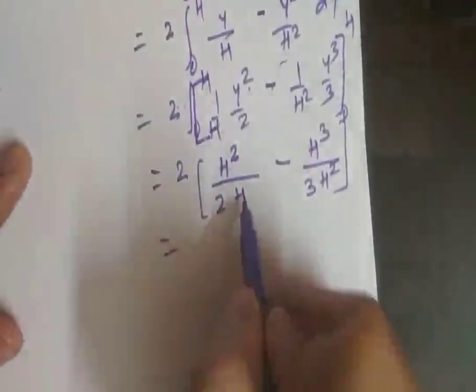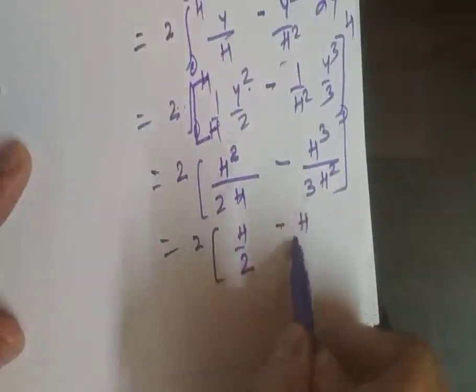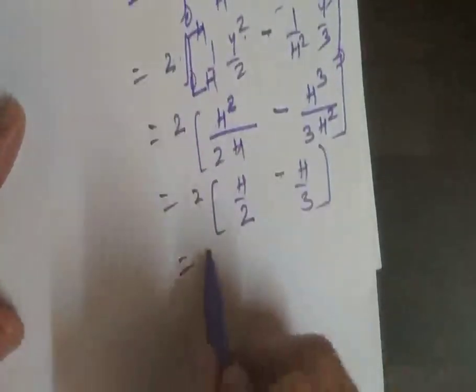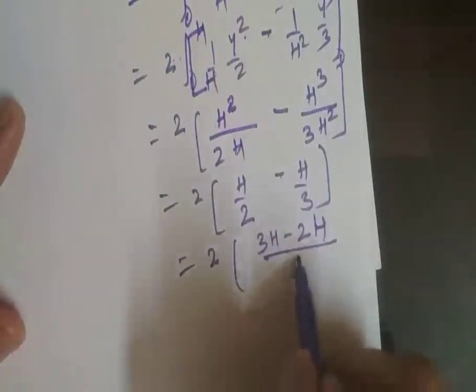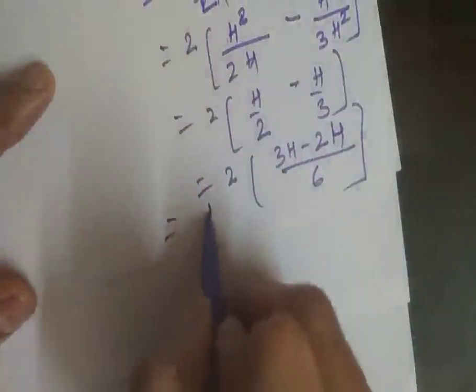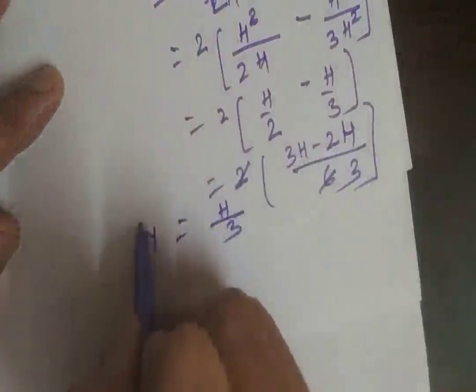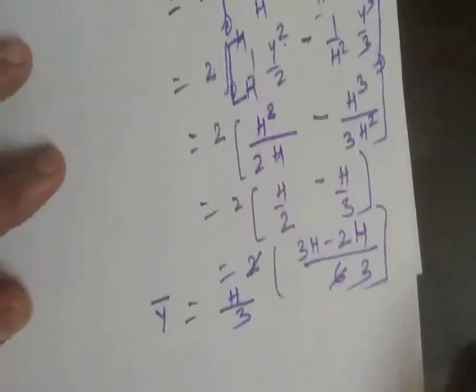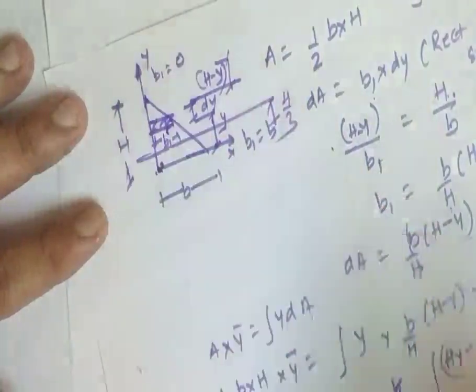Solving this, h gets cancelled, 2 as it is, h by 2 minus h by 3. So what will happen here is 2 times (3h minus 2h) divided by 6. 3h minus 2h is h, and 2 ones are 2, 3 twos are 6, so this will be h by 3. This is the value of y bar, the centroid along the vertical direction. That is, with respect to the base, the centroid is placed at a distance of h by 3.